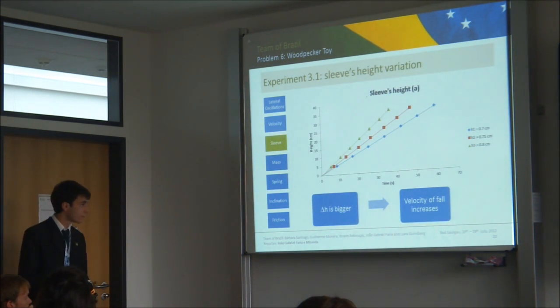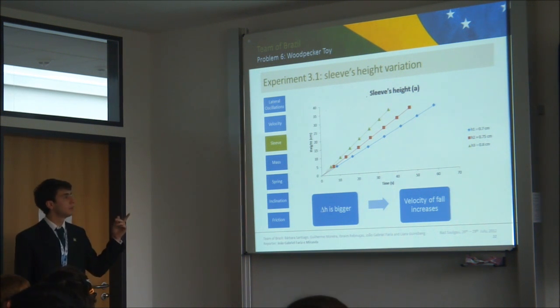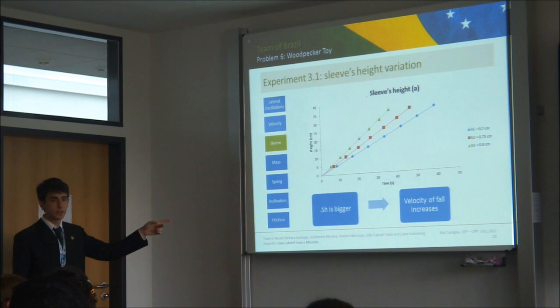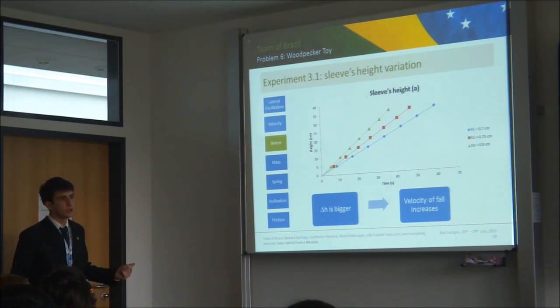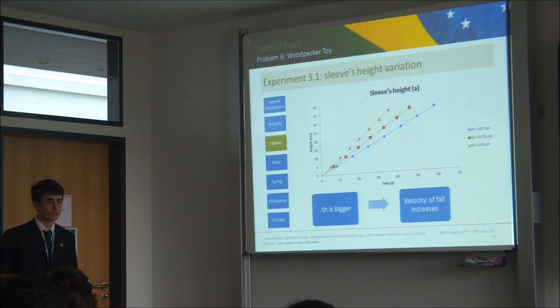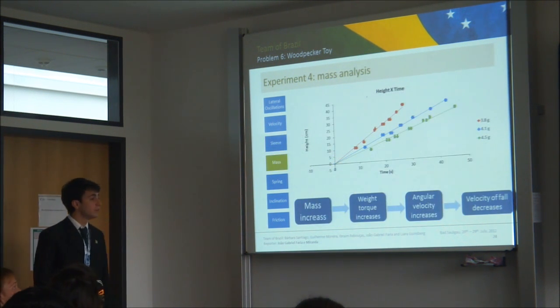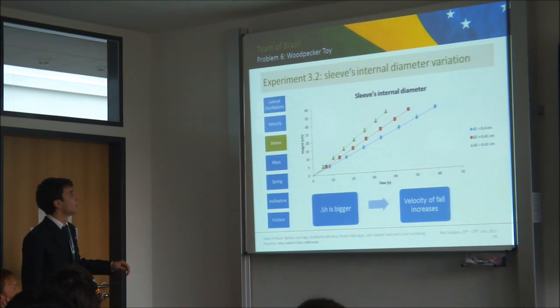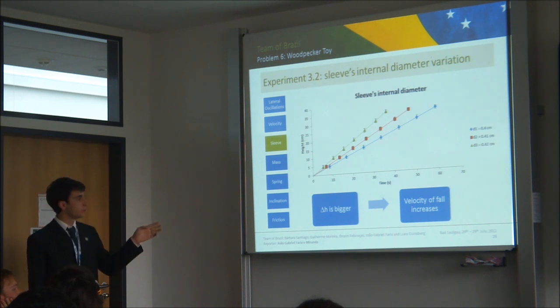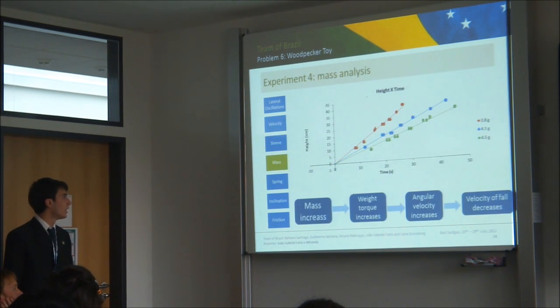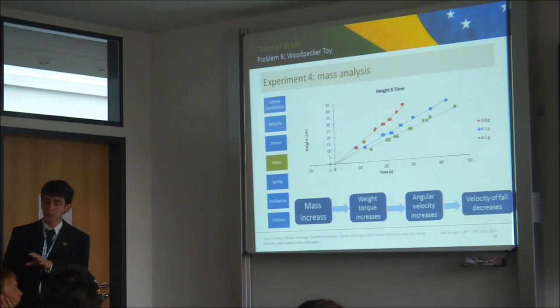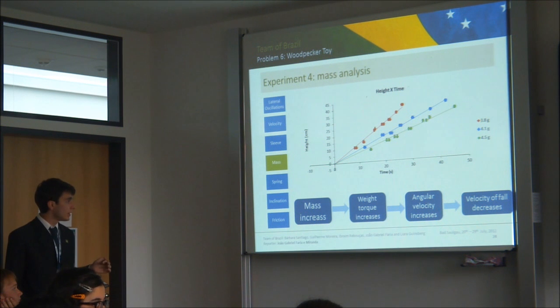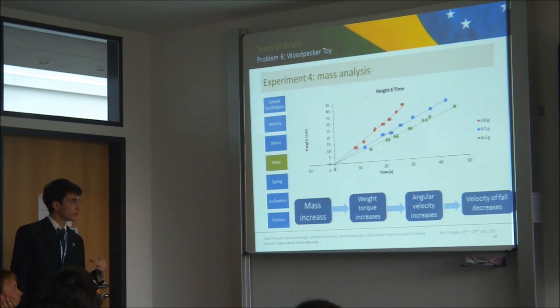Analyzing the sleeve's height, increasing the height makes delta H bigger, as shown in our equation, and the velocity of fall increases. The sleeve's internal diameter behaves the same as the height: delta H is bigger and the velocity of fall increases. With the mass, you have a different situation. Increasing the mass, the torque increases, so the angular velocity increases and the velocity of fall decreases, as we can see in this graph.